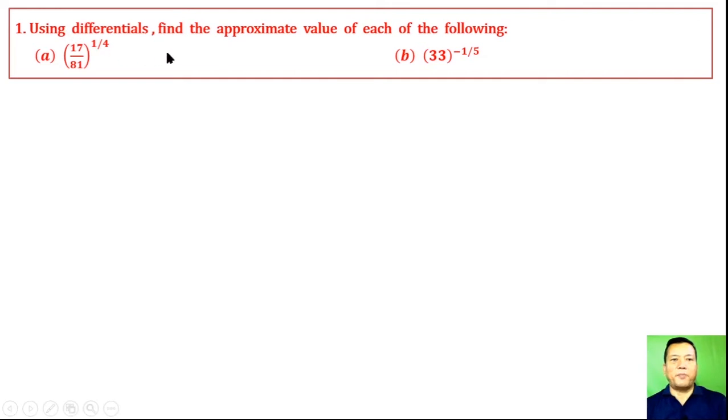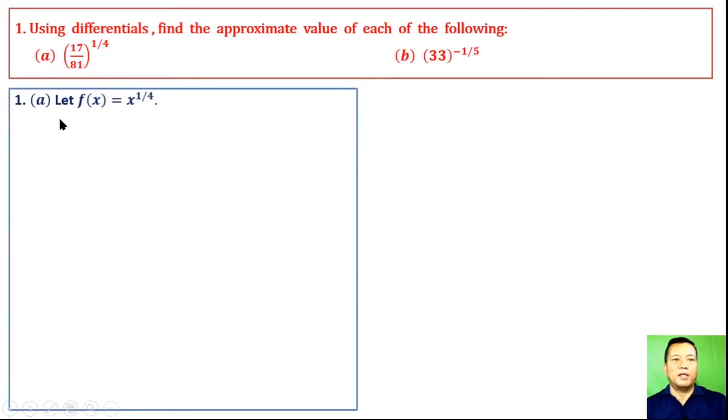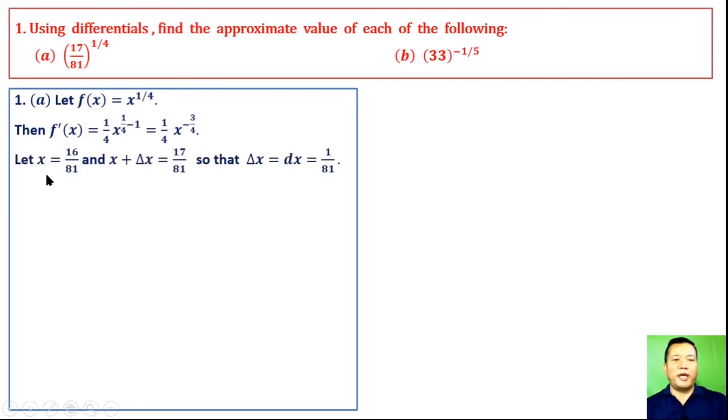Using differentials, find the approximate value of each of the following. Let f of x denote the given function, x to the power 1 by 4. Then its derivative is 1 by 4 x to the power minus 3 by 4. Let x equal to 16 by 81 and x plus delta x equal to 17 by 81, so that delta x or dx equal to 1 by 81.